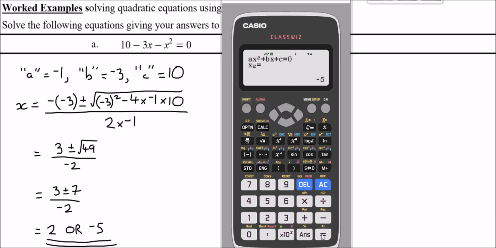And more than that, if you press equals again, it will tell you either the maximum or minimum. In this case, the maximum of this quadratic is where x is minus 3 over 2, so minus 1.5. And press equals again, it'll even tell you what the maximum value of y is. So it gives you the turning point of the quadratic as well. So that's just a little aside note on how you can use this Classwiz tool to really help you out with these quadratics and solving them. Makes it so easy. So learn that skill well.